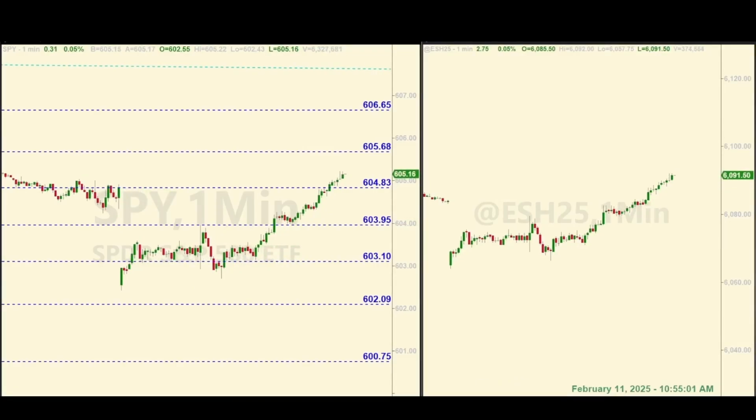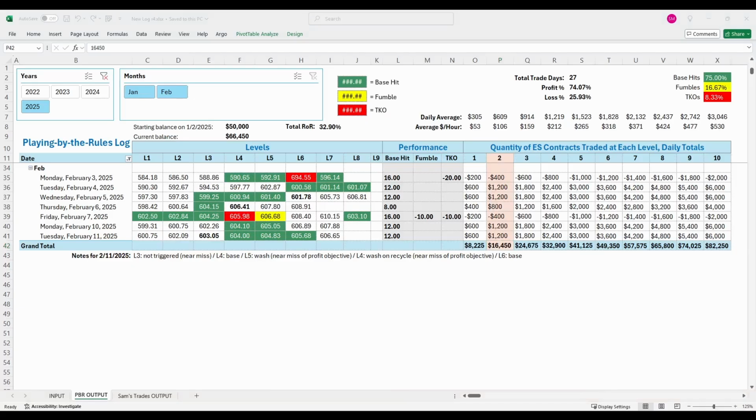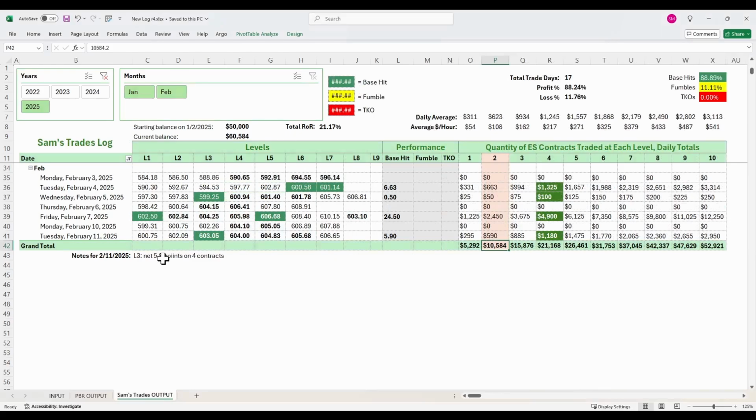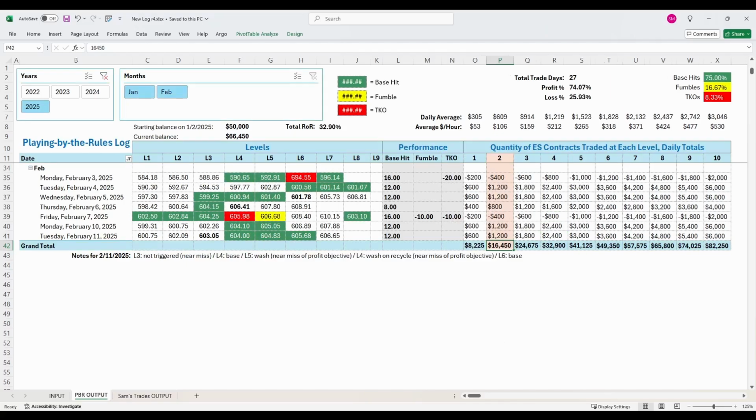That was it. Didn't mess with the market until I got back in front of my screens to make this video a little while ago. And over to the tracking logs, you can read the notes for the playing by the rules log. Here's your 12 points. We already talked about how it all happened. And the Sam's trades, effectively 5.9 points on 4 contracts, pretty much at that level. You saw how I scaled in. So 1180. That's a wrap for today.